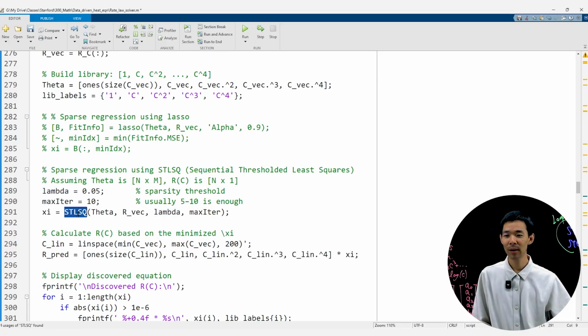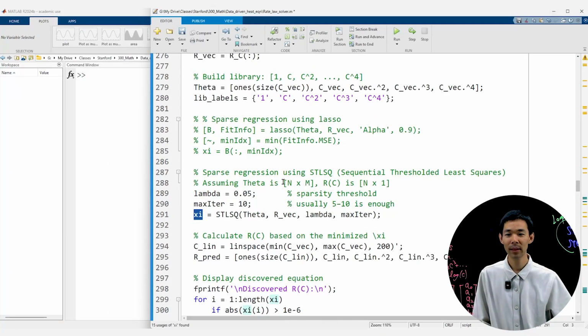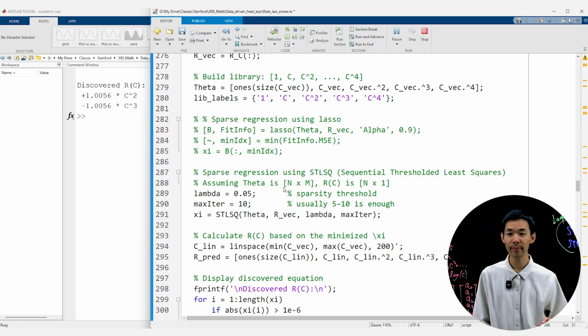And finally, we're going to call that function that I just showed you with the inputs theta, which is the gigantic library, the left-hand side b, which we know, lambda, which is the cutoff, and the max number of iterations. And that's going to produce, hopefully, a sparse number of coefficients that we're going to need to fit our overall data. So let's try seeing this evaluated and see what it looks like.